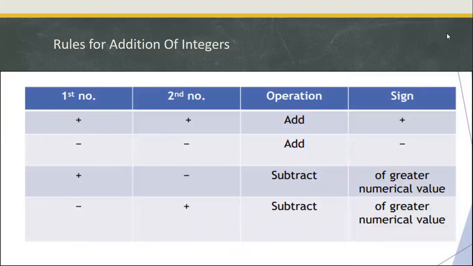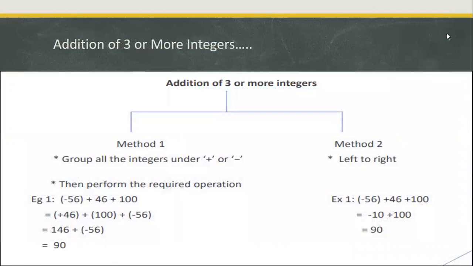Rules for addition of integers. If the first number and second number are plus, add both of them, and the sign is plus. If both the first number and second number are minus, add both of them and put a minus sign at the beginning. If the first number is plus and the second number is minus, subtract them and put the sign of the greater numerical value at the beginning. If the first number is minus and the second number is plus, subtract them and put the sign of the greater numerical value at the beginning.